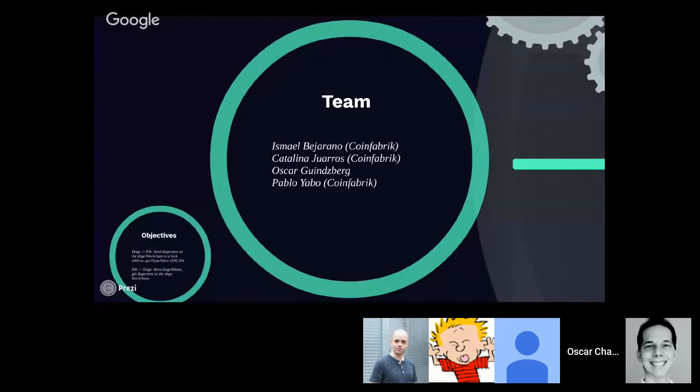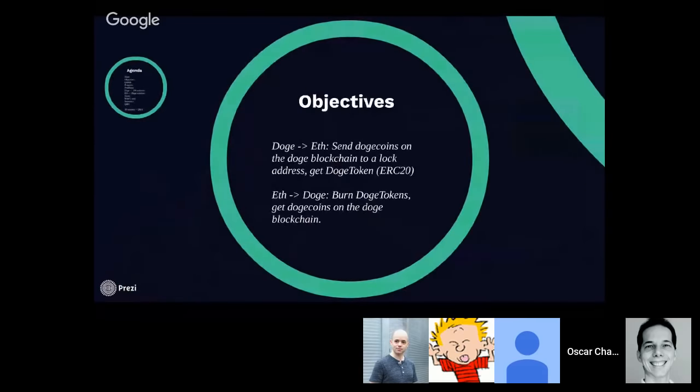So, I think we already introduced ourselves, so I will skip this slide. Let's review the objectives of the project. The general idea is to create a fully decentralized bridge between Dogecoin and Ethereum, where users can send Dogecoin on the Doge blockchain to an ERC20 contract on the Ethereum blockchain, and they should be able to burn the tokens and get Dogecoin back. Anyone should be able to do that in a way that is easy.